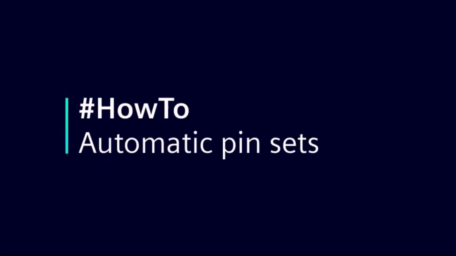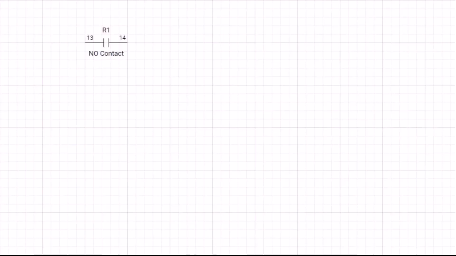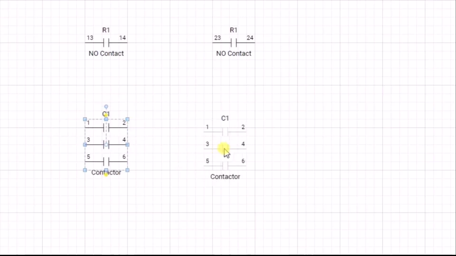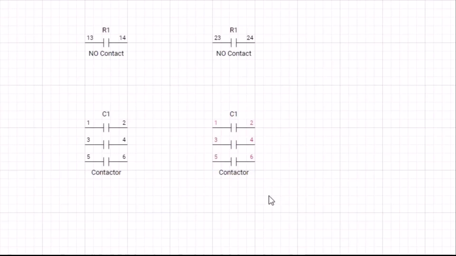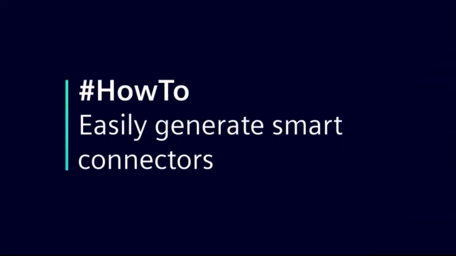Pin sets are automatically assigned in ElectroX, saving you time so you can have a faster circuit design. For example, if you have a two-pole relay, when you place the second normally open contact, ElectroX will automatically assign the contact to the second pin set. If you assign a contactor to the same reference, ElectroX will show you pin sets in red to indicate a problem. All these are designed to help you create accurate electrical circuits easier and faster.